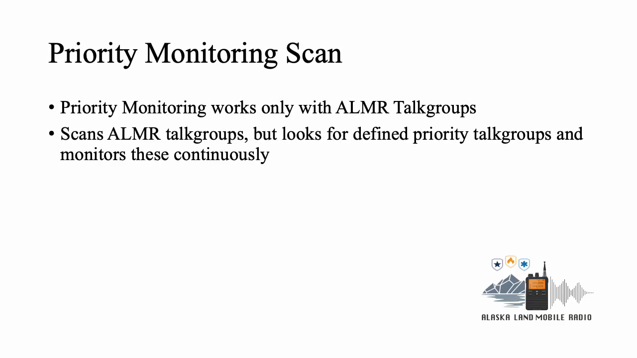The next scanning mode is priority monitoring scan. Priority monitoring does not work with conventional channels. It works only with ALMR talk groups. You can set up a priority monitoring scan list that scans ALMR talk groups only. However, you can define priority talk groups. The radio then monitors those talk groups continuously and will interrupt other conversations you may be listening to switch to the defined priority talk groups.